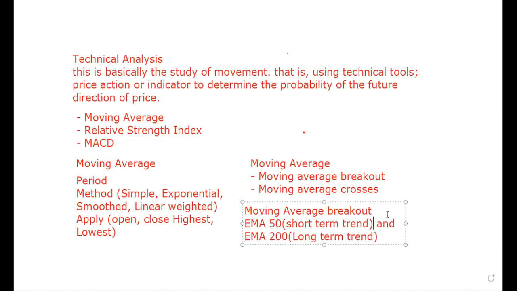The last one, which we will not be using, is the moving average 100. The moving average 100 helps us to determine the medium-term trend. So this is how some people use the moving average. So let me share my chart and let's talk about how to build a moving average breakout using the exponential moving average 50 and 200.